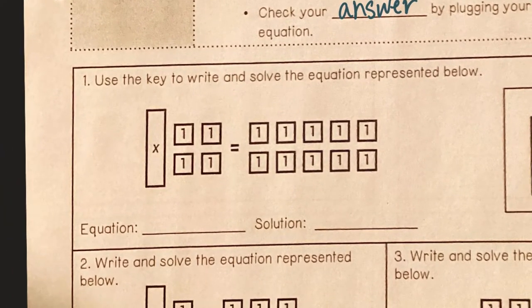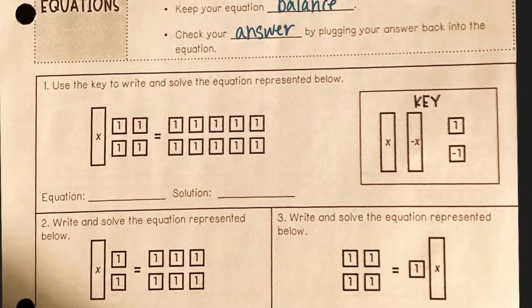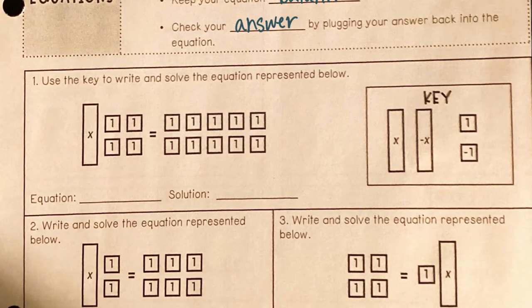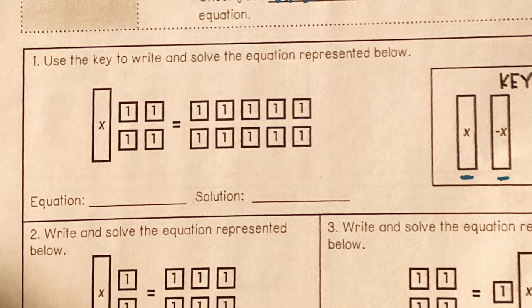Further down, for number 1, use the key to write and solve the equation represented below. We already have some models here, and this is our key. It shows us that this is a positive x, this is a negative x, this is a positive 1, and this is a negative 1 right here. So my equation would look something like this. This is going to be x, there's only one of them, so it's all by itself, plus 4 equals, I'm going to count these up, 1, 2, 3, 4, 5, 6, 7, 8, 9, 10.